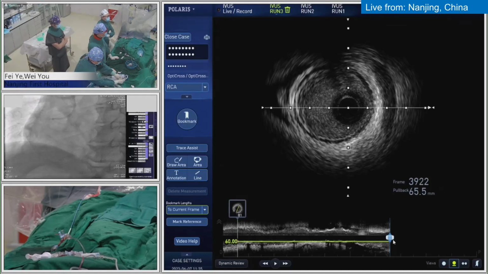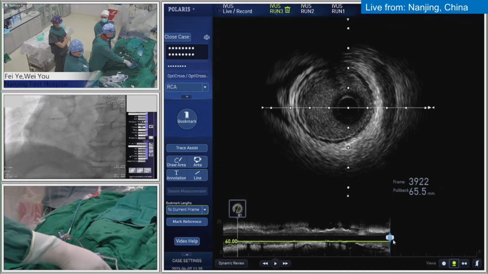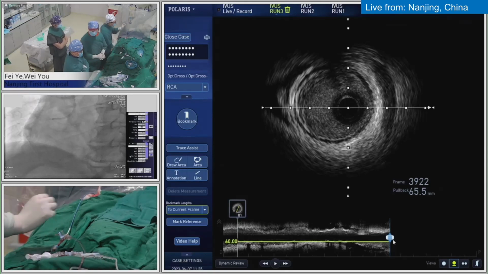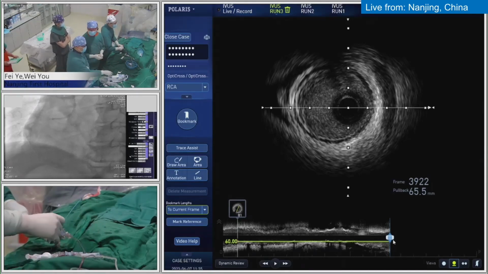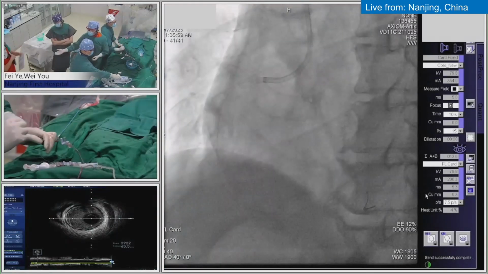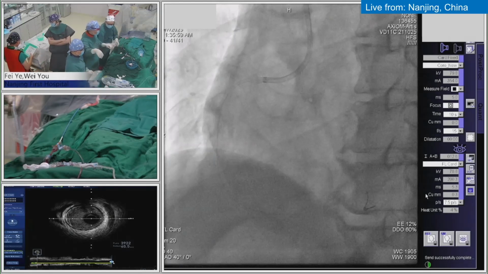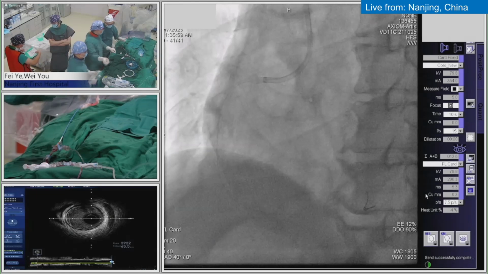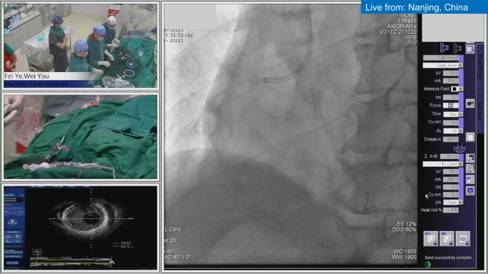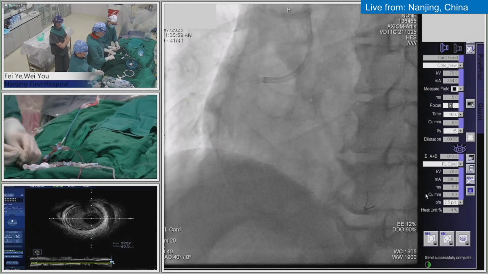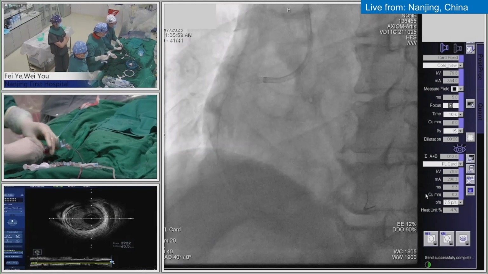I'd like to deploy the 3.5 stent for the first one, the longest 3.5. So what's the brand? 33. The Chief is the Chinese domestic DES from the MicroPort manufacturer.